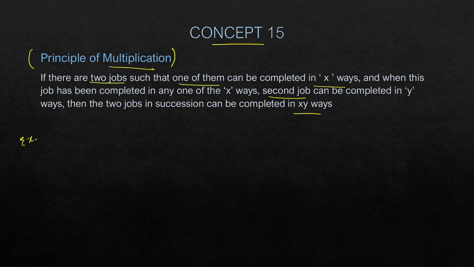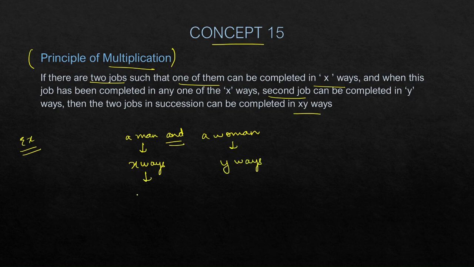Simply, for example, suppose we have to select a man and a woman. Focus on the word and here. We need to select both a man and a woman, not either a man or a woman. So to select a man there are suppose X ways, and to select a woman there are Y ways. X can be here 7 and Y here can be 5. So there are 5 ways of selecting a woman and 7 ways of selecting a man. Perhaps there are 7 men and 5 women, out of which we need to select a man and a woman.